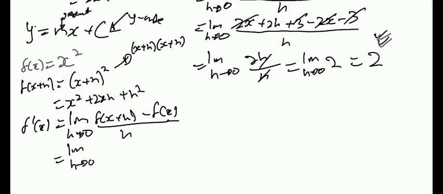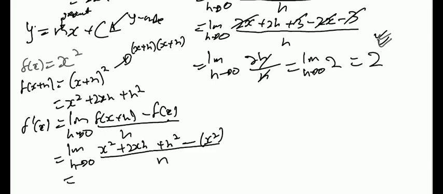Limit as h approaches 0. What is our f of x plus h? Is x squared plus 2xh plus h squared minus what is our f of x? x squared all over what? h. Then what is next? We can see that our x squared cancels our negative x squared. Limit as h approaches 0, we are left with what? 2xh plus h squared all over h.